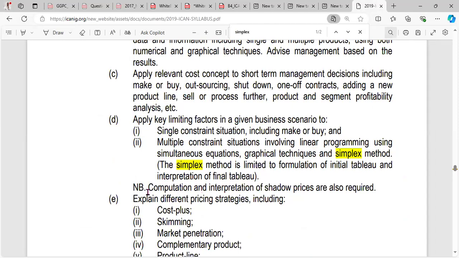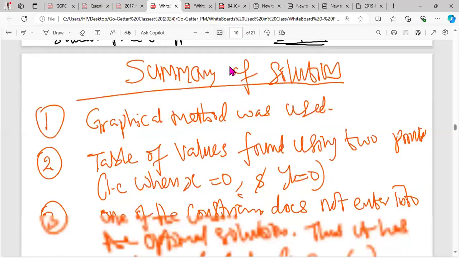Now they said, note, computation and interpretation of shadow prices are required. So all the things we did in the last class are all required. In today's class, the part I want you to really know is forming the initial table and then interpreting the final solution. So that's how the simplex method is done. So we are going to get our summary now.